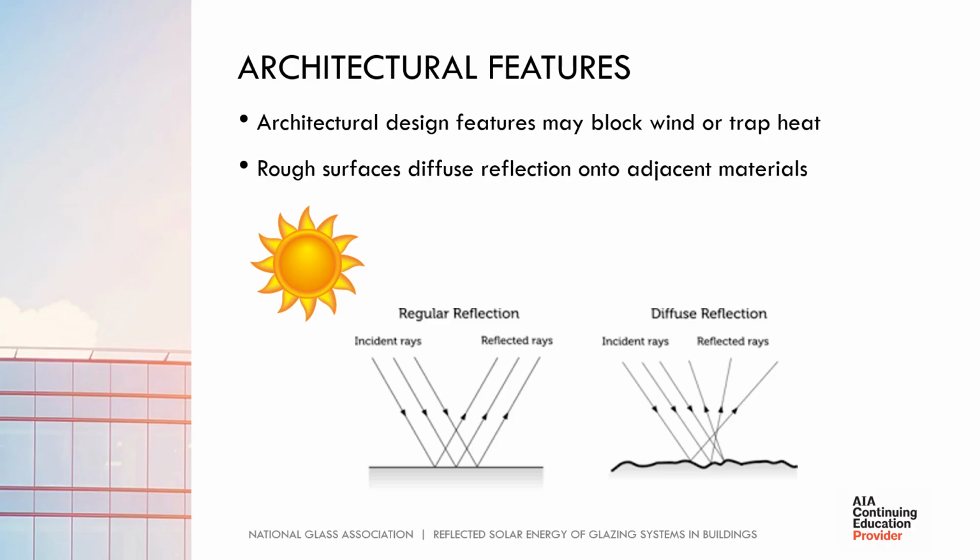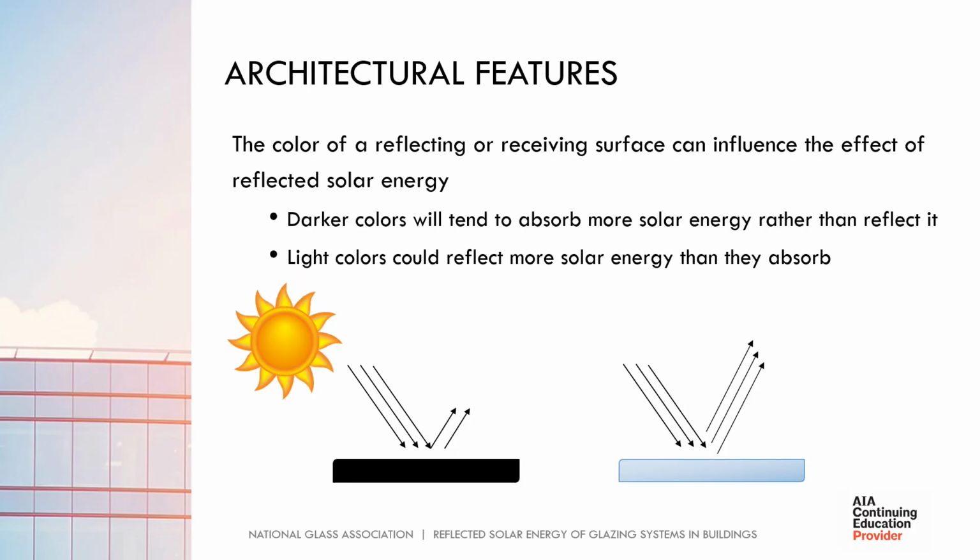The surface properties of building cladding materials and fenestration components influence the degree of reflected solar energy. As mentioned earlier, the optical smoothness of a reflecting surface affects the amount of direct solar radiation reflected to other surfaces. Optically rough surfaces, such as painted walls, patios, sidewalks, and driveways, provide a more diffused reflection onto adjacent materials. The color of a reflecting or receiving surface can also influence the effect of reflected solar energy. Darker colors will tend to absorb more solar energy rather than reflect it, and vice versa, light colors could reflect more solar energy than they absorb it.